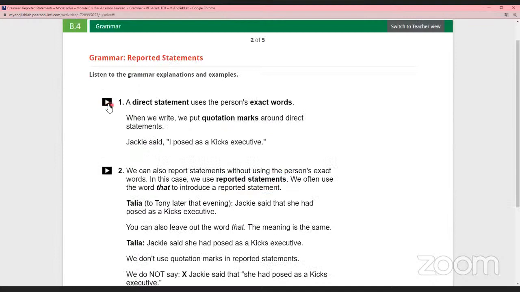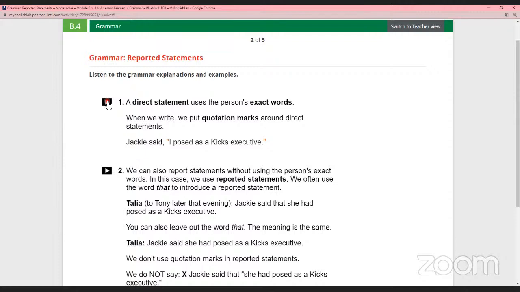So let's listen to the first one, something that we use every day, direct statements. A direct statement uses the person's exact words. When we write, we put quotation marks around direct statements. Jackie said, "I posed as a Kicks executive."